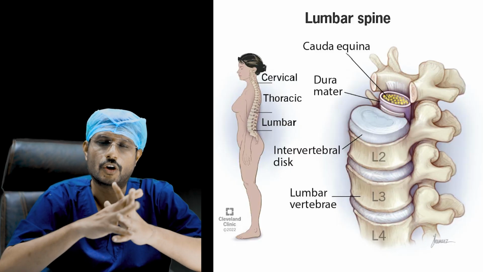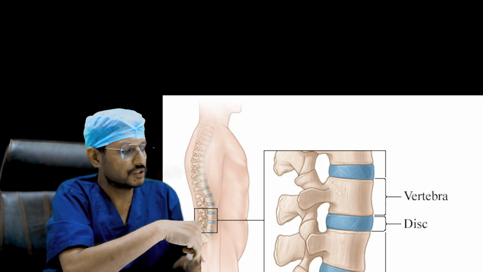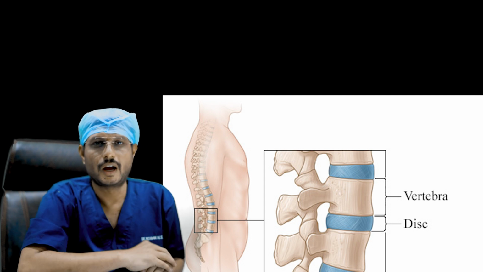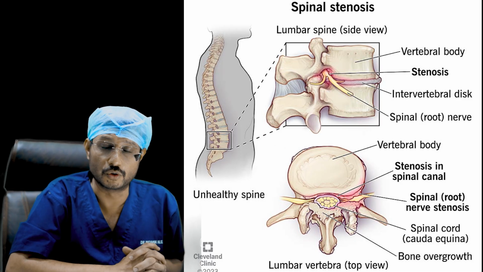The next common cause is disc disorders. The lower part of the back, what we call the lumbar region or loin, is where the maximum weight falls. It has bones, and in between the bones we have a disc. This disc will come out and press upon the nerve, giving rise to disc disorders, which we also call sciatica.